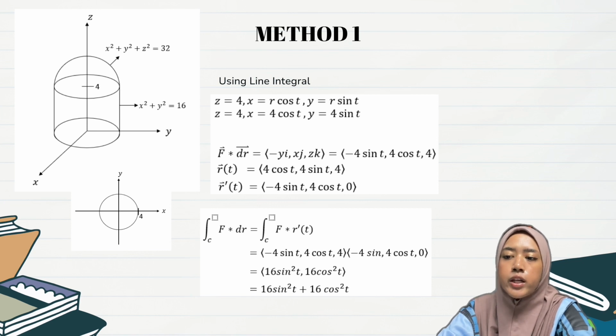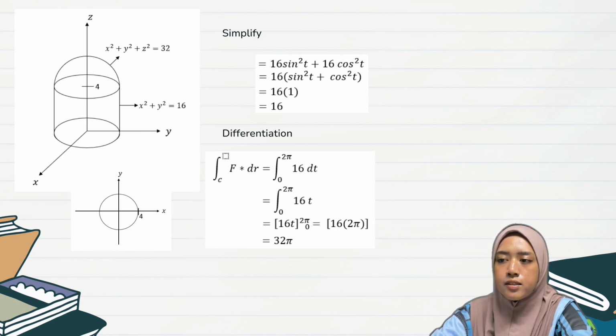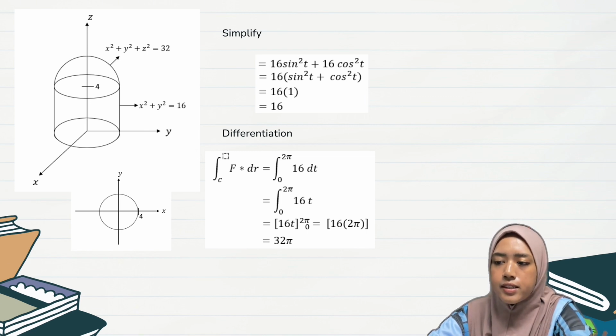After we find F, r(t), and r prime t, we need to find the integration of F dot dr, which equals the integration of F dot r prime t. The value of F is negative 4 sin t, 4 cos t, and 4, and then we multiply by negative 4 sin t, 4 cos t, and 0. The answer is 16 sin squared t plus 16 cos squared t. After simplifying, the answer is 16. And then we integrate, where the limit of the circle is 0 to 2 pi.